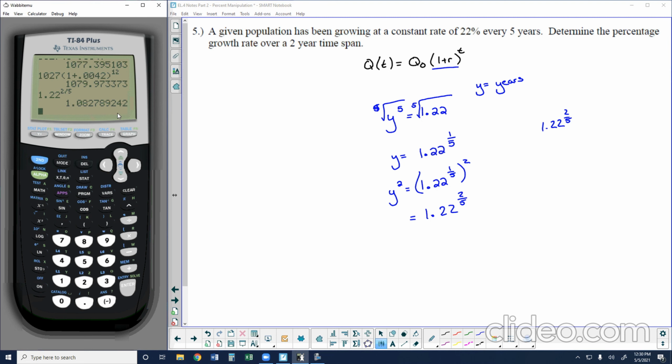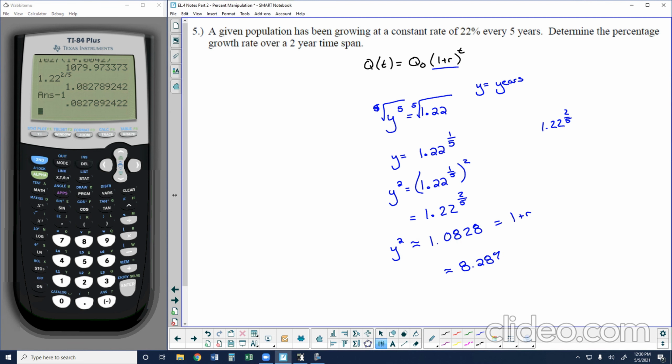And so if we calculate this, y was 1 year, so y squared over 2 years would be approximately 1.0828. Usually we round to 2 decimal places. So the percentage growth, remember, this is 1 plus r, so we would subtract 1 here to see just the growth. The percentage growth would be approximately 8.28% growth every 2 years.